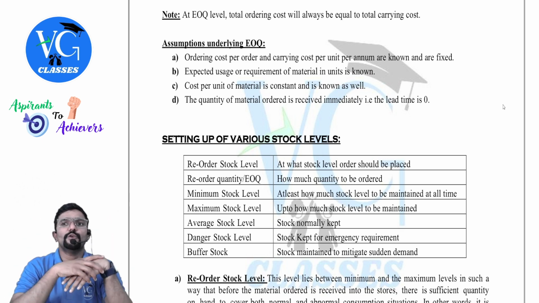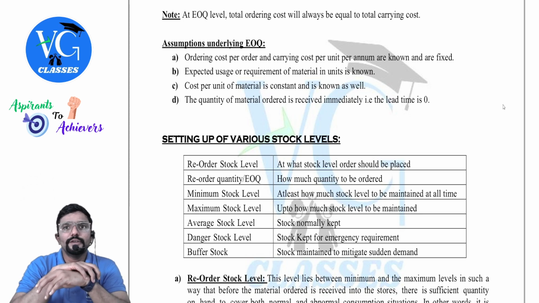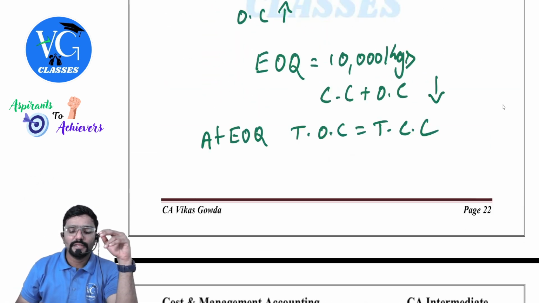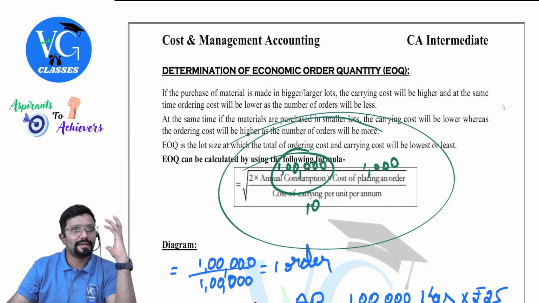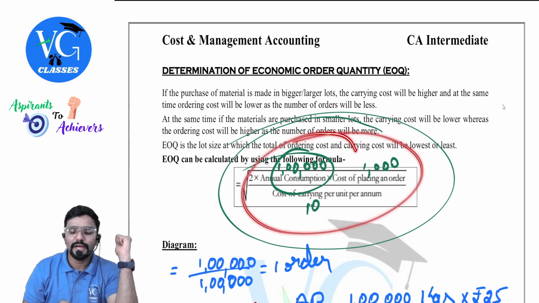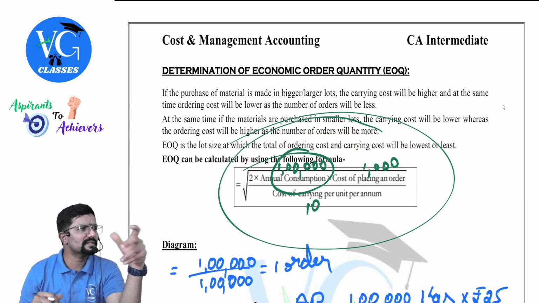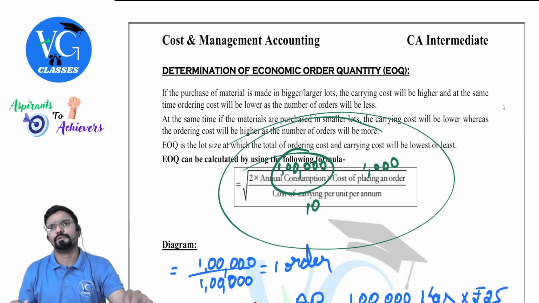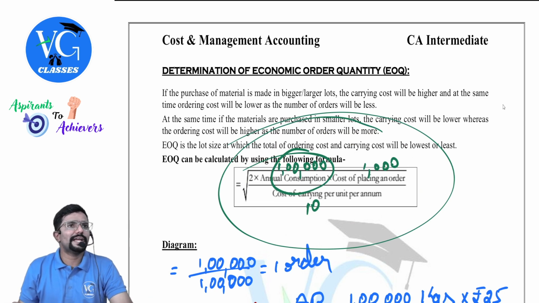Explain the concept of EOQ. So what do you explain? You can explain this concept, whatever I have given in the words, along with the formula. And if it is for 5 marks, please try to draw the diagram also.